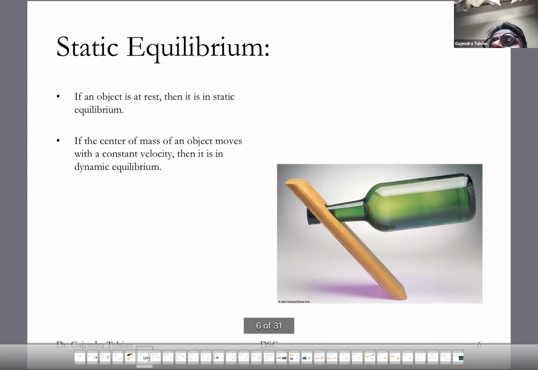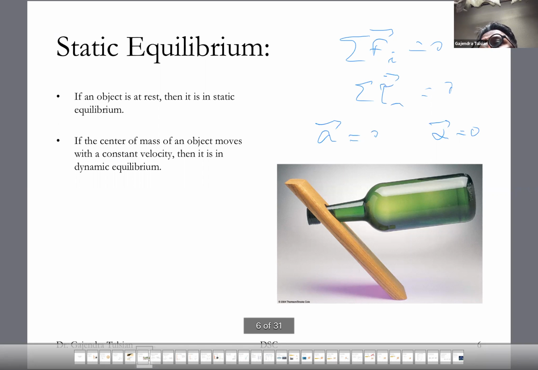When an object is in equilibrium, that means the sum of the forces on it is zero, and the sum of the torques of these forces on it is zero. Okay. Now, what these two equations imply is that the linear acceleration is zero and the angular acceleration is zero. Now, the fact that the accelerations are zero doesn't imply the object is at rest.